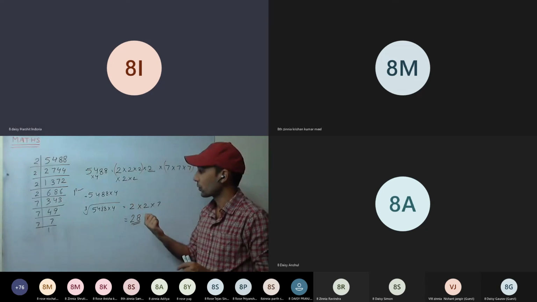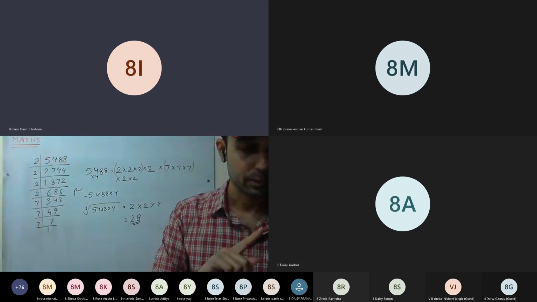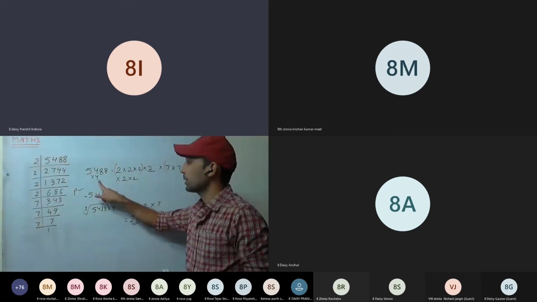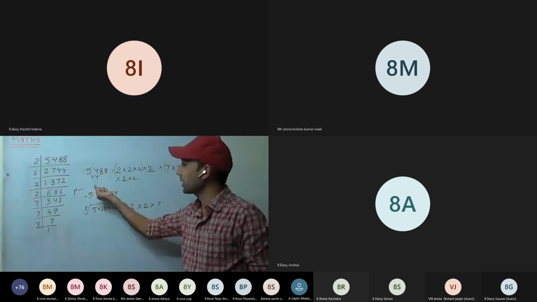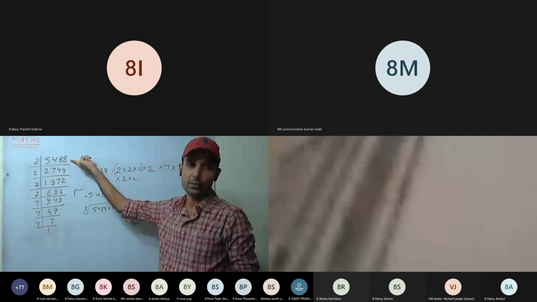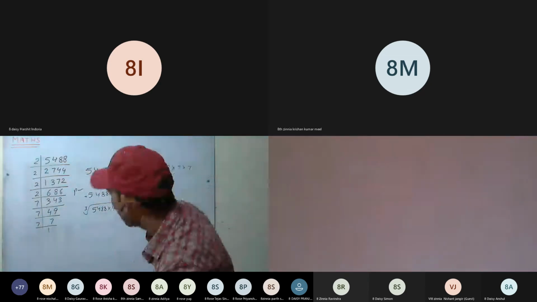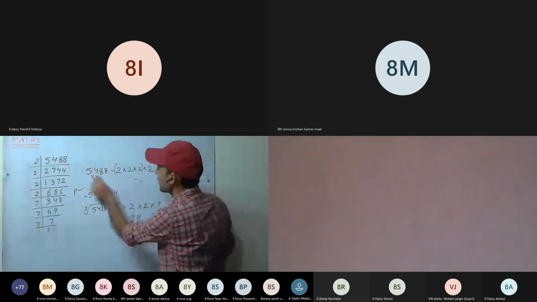Why do you have to write the cube? Sir, because this 4 is multiplied by 5488. Okay, see here it is multiplied. But what is the question asking? Find the least number by which 5488 must be multiplied. So see here what you will do. You don't have to write it.